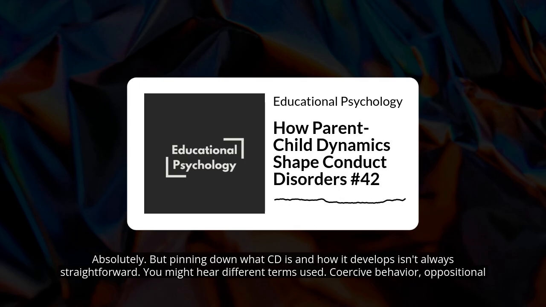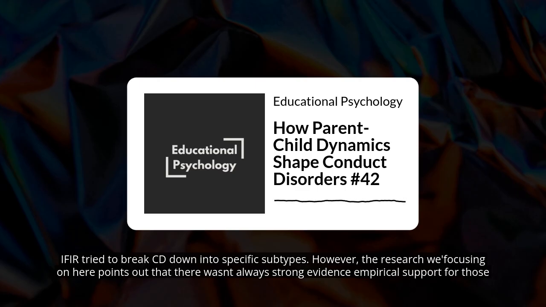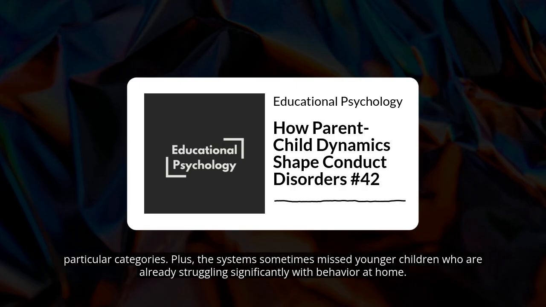Absolutely. But pinning down what CD is and how it develops isn't always straightforward. You might hear different terms used: coercive behavior, oppositional behavior, even just generally antisocial, often referring to similar underlying issues. The paper also touches on how different diagnostic systems, like the old DSM-IV-R, tried to break CD down into specific subtypes. However, the research we're focusing on points out that there wasn't always strong empirical support for those particular categories. Plus, the systems sometimes missed younger children who are already struggling significantly with behavior at home.